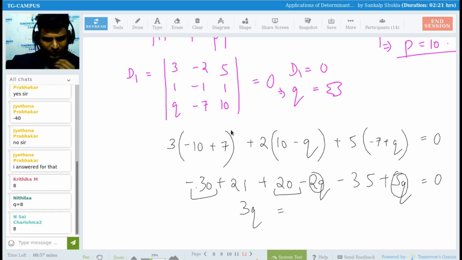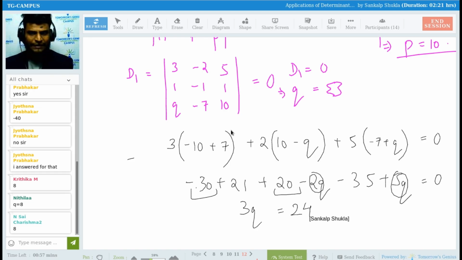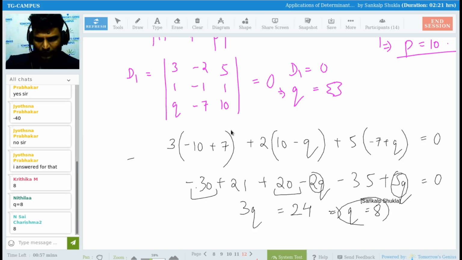No, I think I have done a calculation mistake. Okay, fine. 24. So 3 minus 24. So 3q is 24. That means q is 8. Okay. Now if p is 10 and q is 8, then we can look at the options.